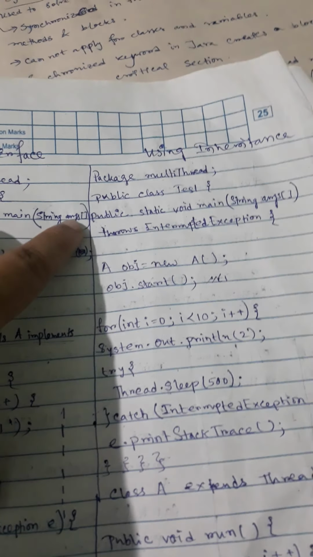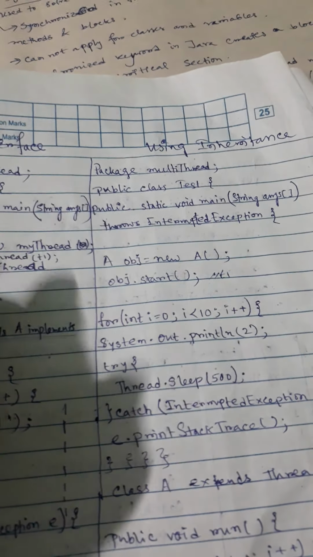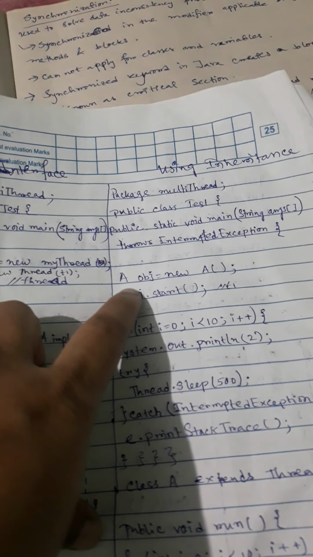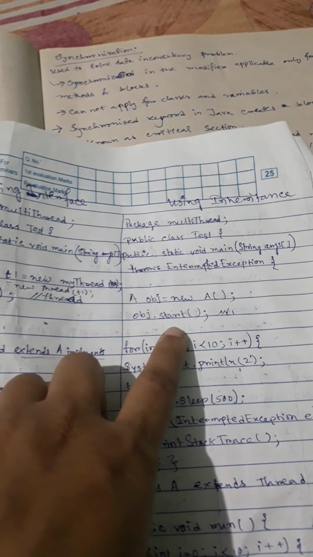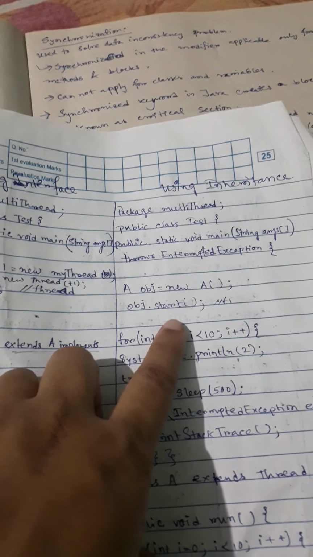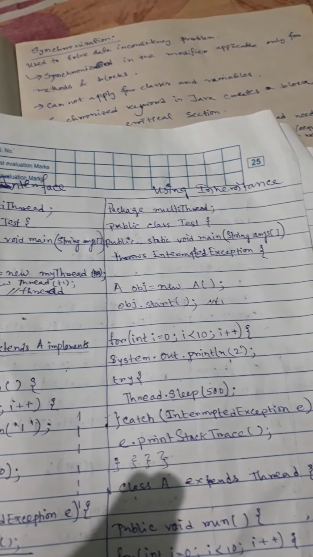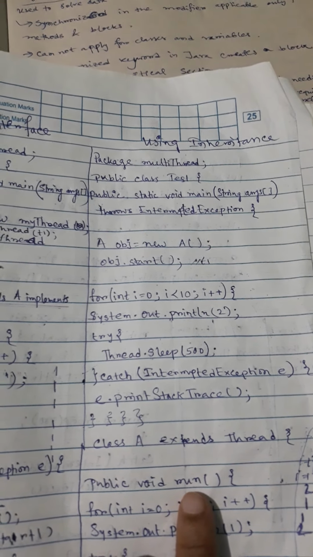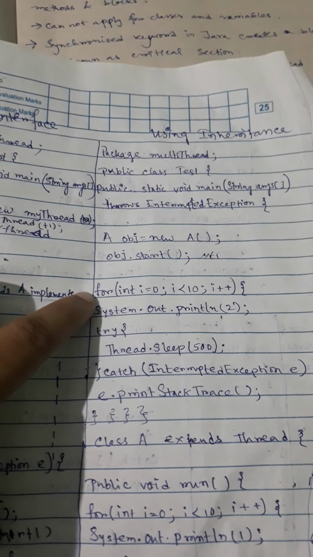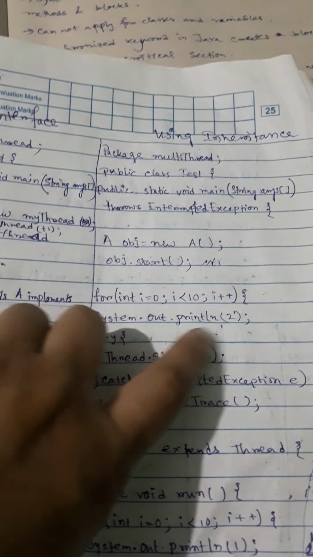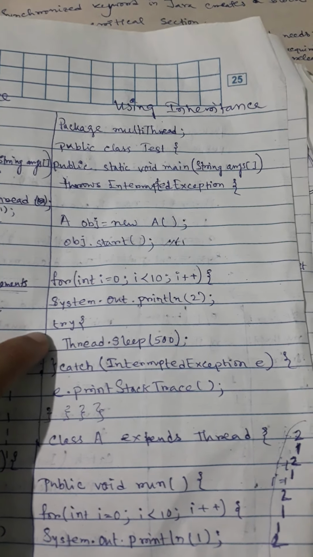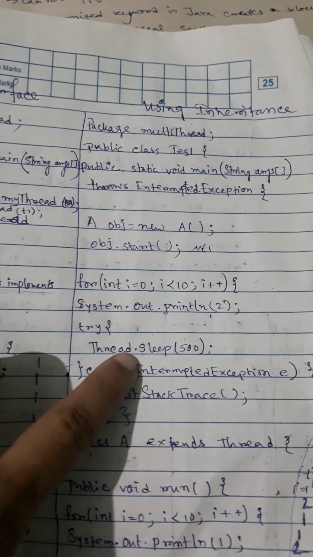Any program starts from the main method. Here A is the subclass where Thread is the superclass. Using object of class A, obj.start(), a thread will be created, and whenever start is called, run is called implicitly. So here the main thread starts, and when i equals 0, the main thread prints 2. Then the main thread goes to the sleep method.